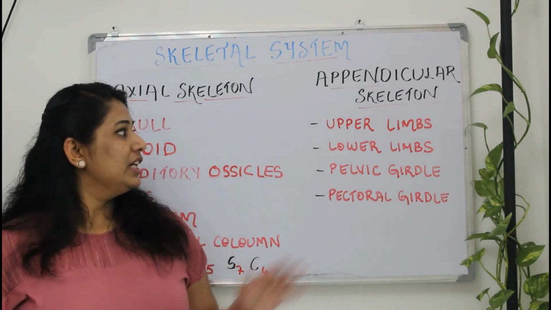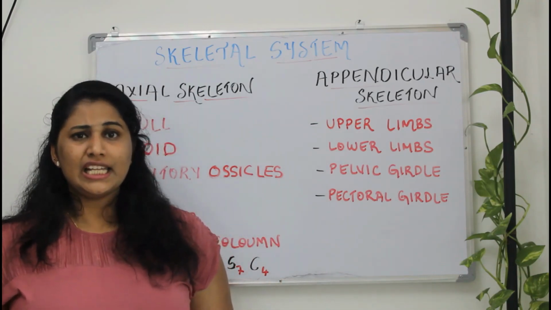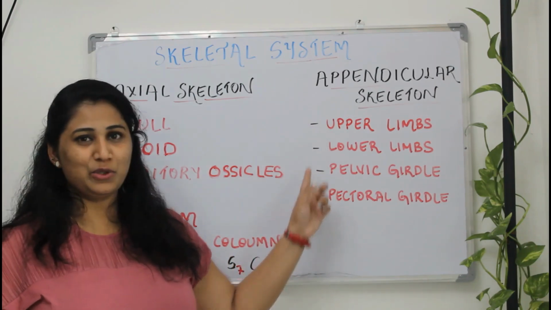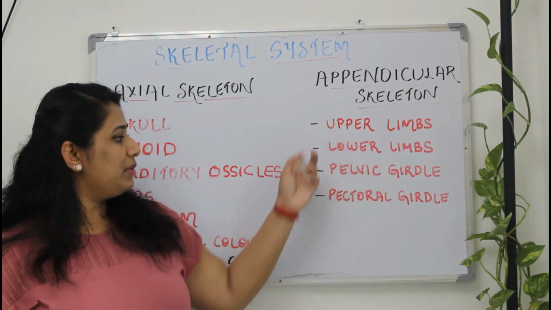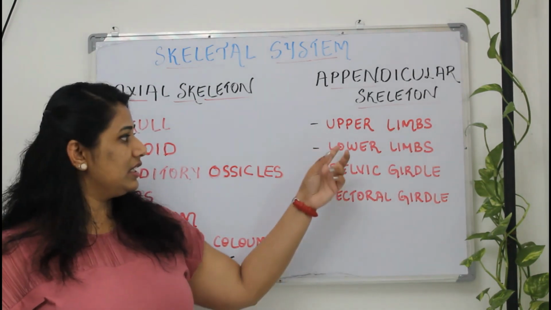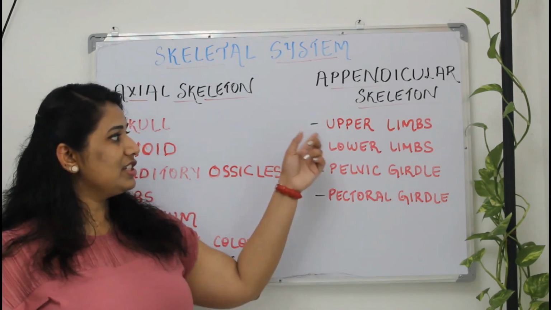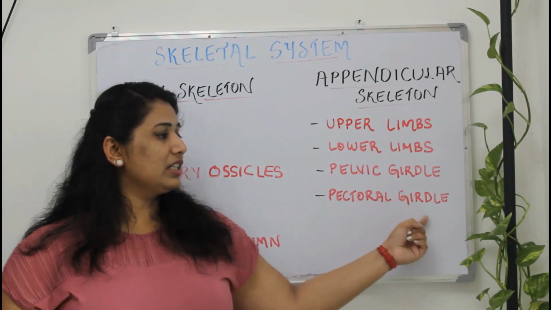Hope it is clear. Then next comes the appendicular skeleton. In the appendicular skeleton, the upper limb and pectoral girdle both come together. While writing I just wrote up and down. The upper limbs and pectoral girdle come together. Then the lower limbs and the pelvic girdle both come together. First we will discuss the upper limb and the pectoral girdle.